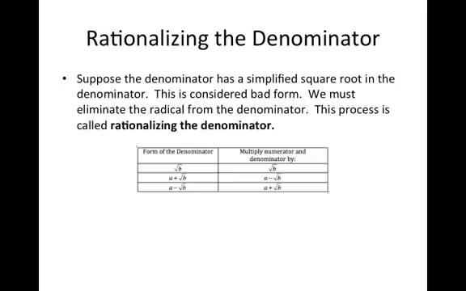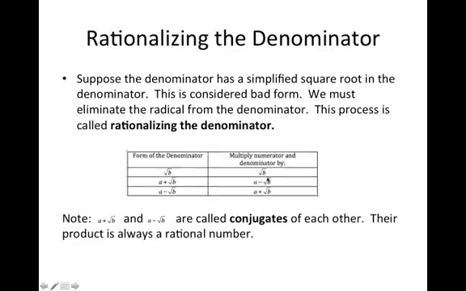Same thing as if you have a minus square root of b, you have to multiply by its conjugate, which is a plus square root of b. So conjugates have the same terms, but one of them has a plus and the other one has a minus. So again, they're called conjugates of each other, and their product is always a rational number. That's why we use them when we're rationalizing the denominator.